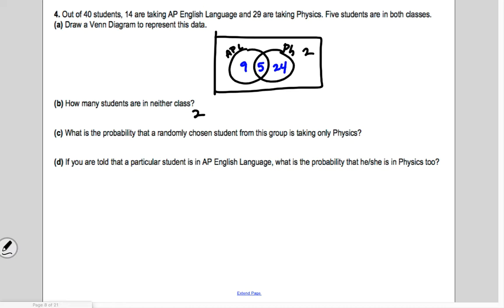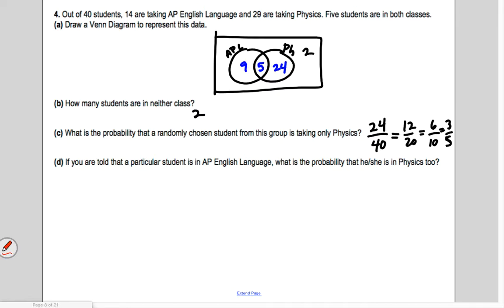What's the probability that a student randomly chosen from this group of 40 students is taking only physics? How many are only taking physics? 24 out of 40. I don't know what that is. 12 out of 20. 6 out of, oh man, I should have gone bigger. 3 out of 5. All right, if you're told that they're in AP Lang, here's the weird one.